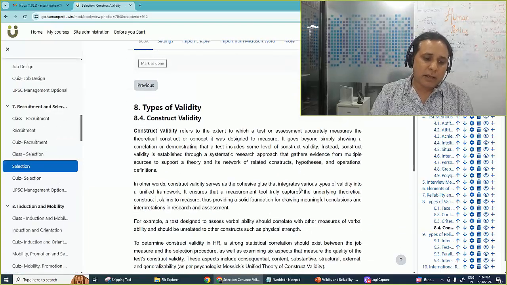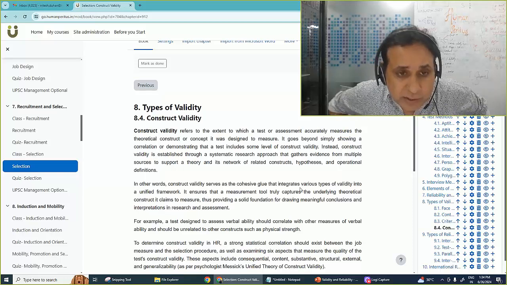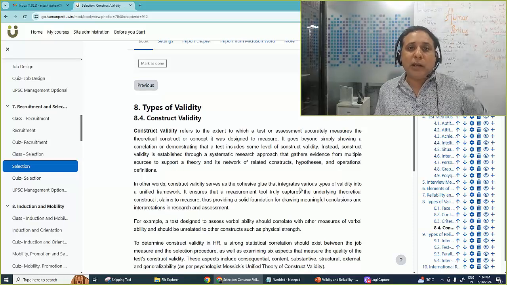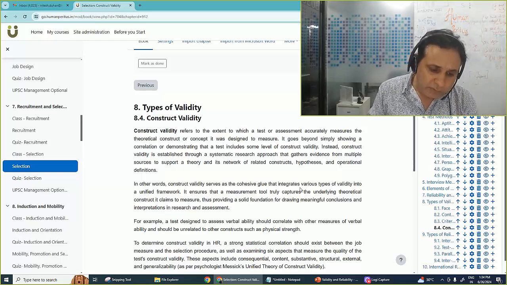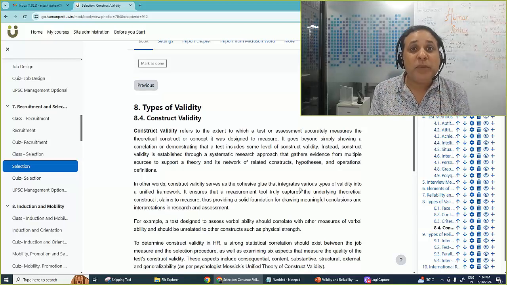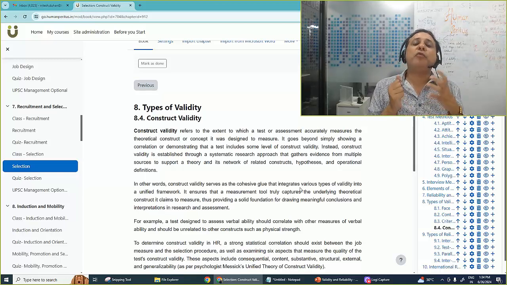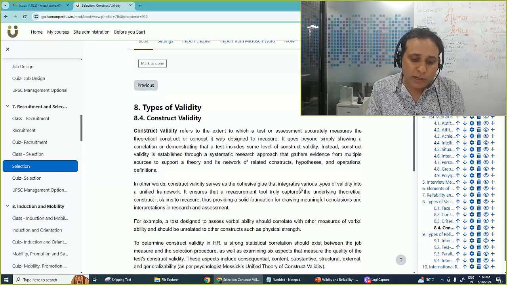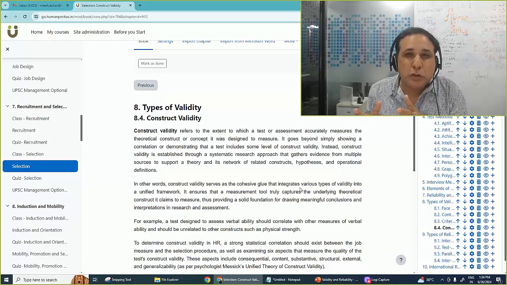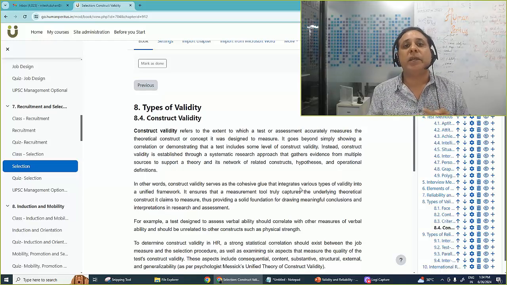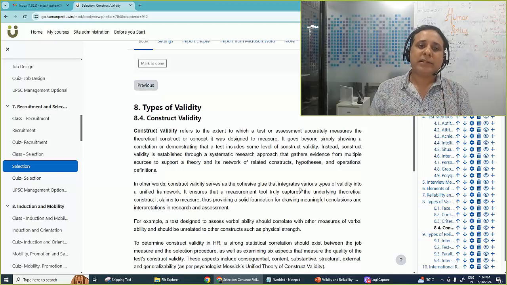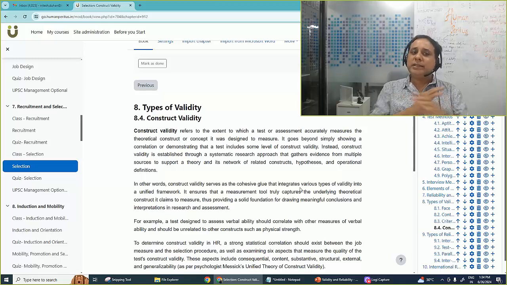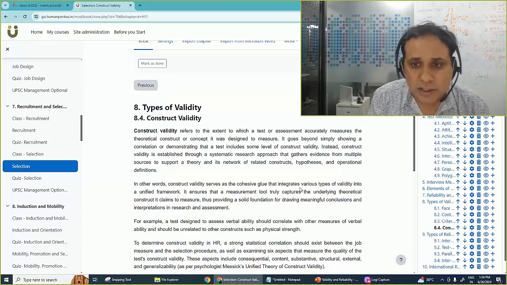So guys, again, what we are trying to do is see the validity of our test or our questionnaire or whatever we are using. If our test is actually measuring the construct for which it was intended, or in other words, whether it is meeting the theoretical expectations, then yes, it has construct validity. Otherwise, it does not have construct validity.